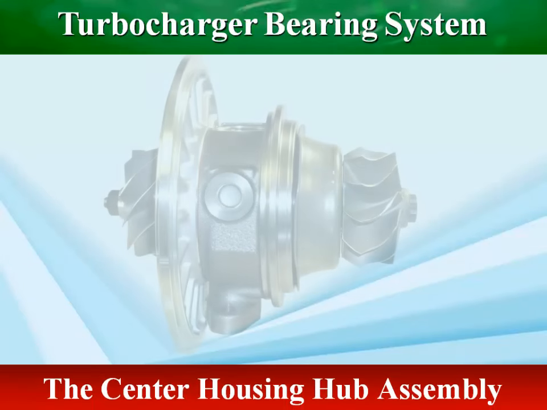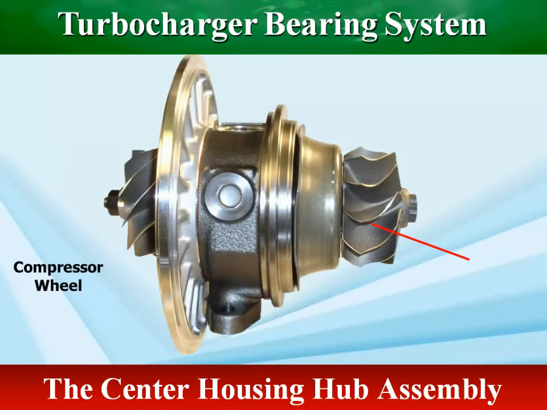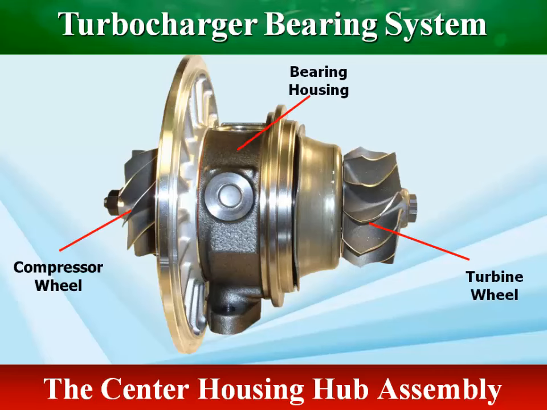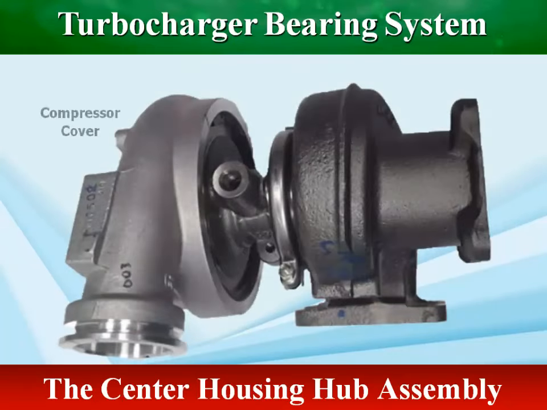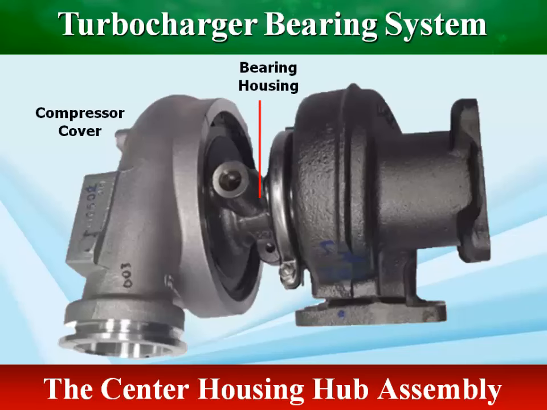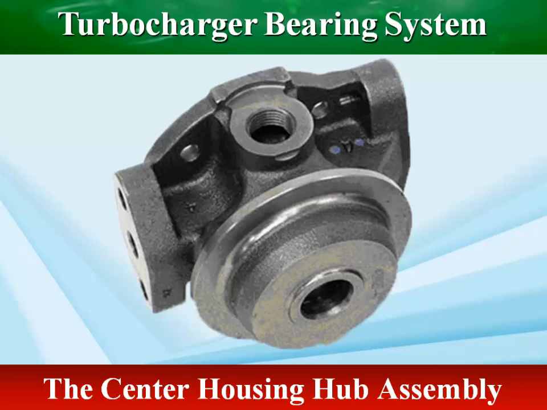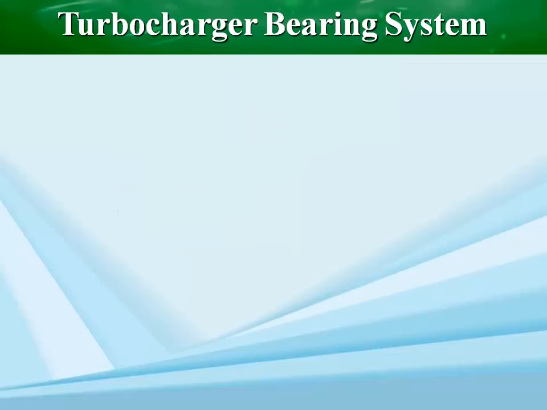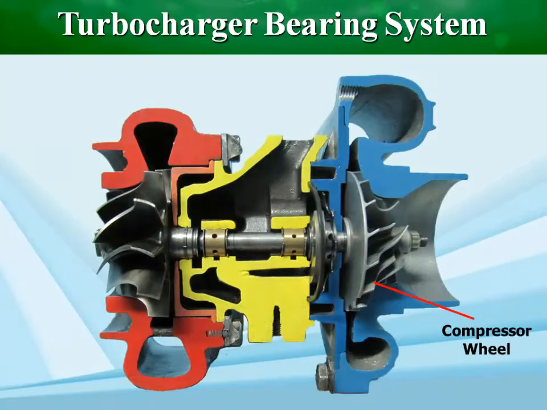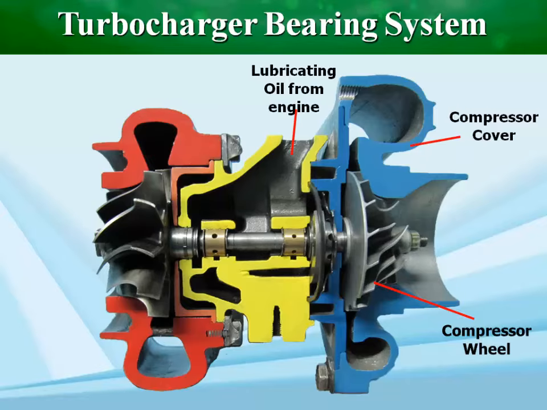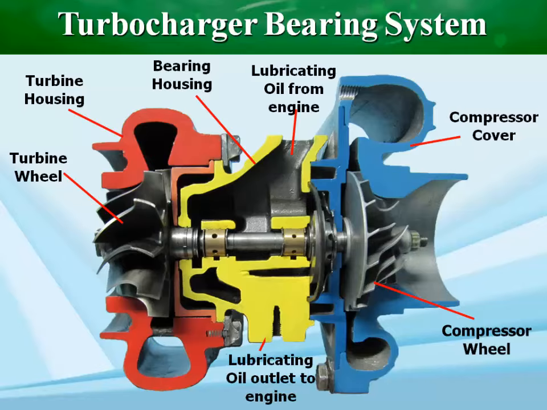The turbo center housing rotating assembly is the core component of a turbocharger, containing the shaft, bearings, and the attached turbine and compressor wheels. It is the central section located between the compressor and turbine housings. The turbo bearing system may appear simple in design, featuring one or two bronze bearings, and sometimes a separate thrust bearing, but it plays a crucial role, ensuring that the wheels keep spinning without any housing contact.